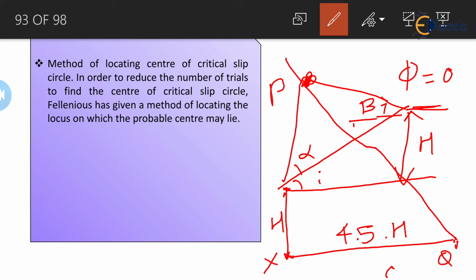For a phi-C soil, that is, a cohesionless soil, the center of a critical slip surface lies above this point, on the line QP produced. So for the purely cohesive condition, phi equal to 0, we get the P center, and when phi is not zero, we need to plot the trial centers above the P point.